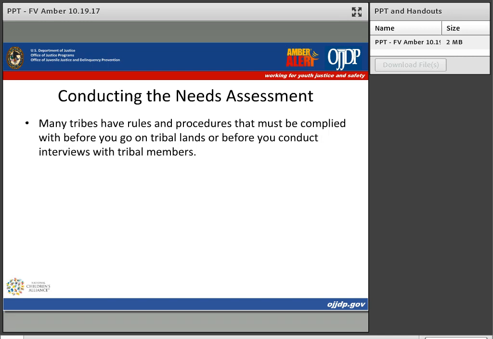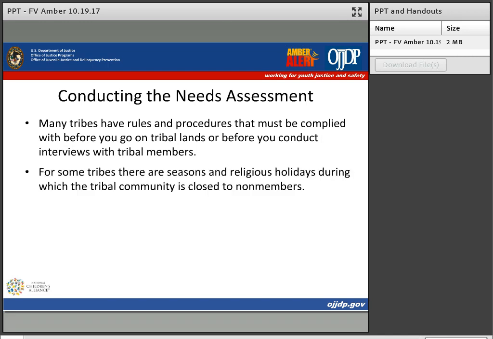In many cases, rules and procedures are going to be different than what you may be used to dealing with. So you're going to have to follow the rules of the tribe on how you access tribal organizations, agencies within the tribe, and tribal members.